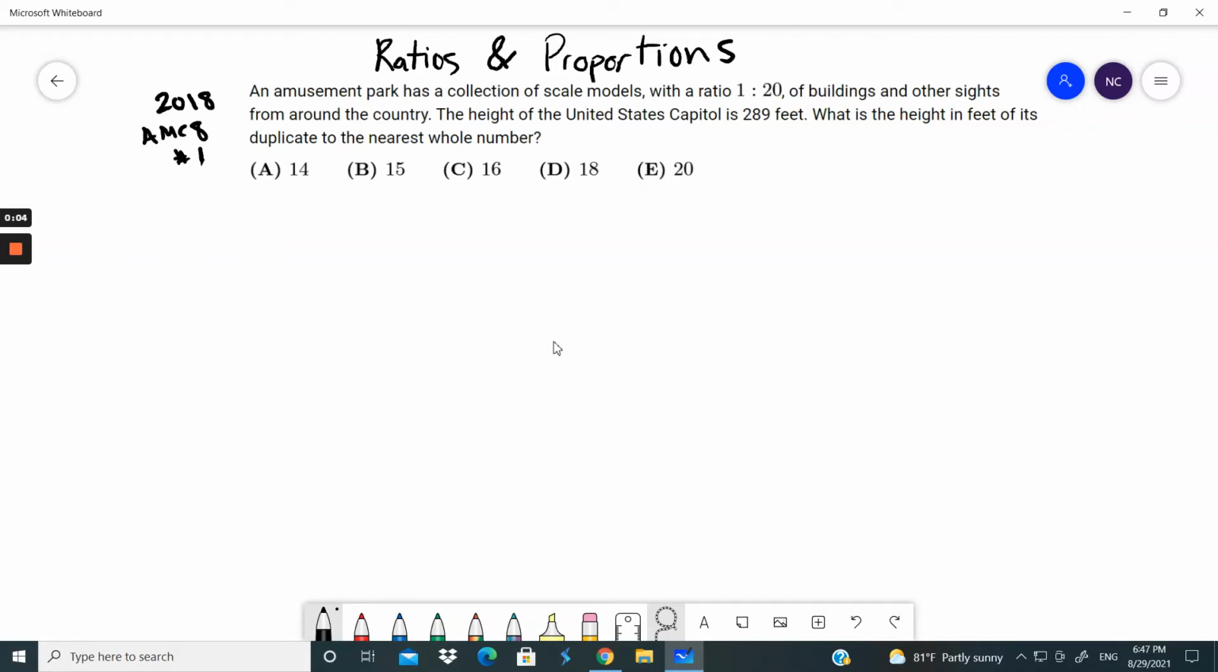Today we'll be going over some problems in ratios and proportions. This first problem was taken from the 2018 AMC 8 number 1. An amusement park has a collection of scale models with a ratio of 1 to 20 of buildings and other sites from around the country. The height of the United States Capitol is 289 feet. What is the height in feet of its duplicate to the nearest whole number?